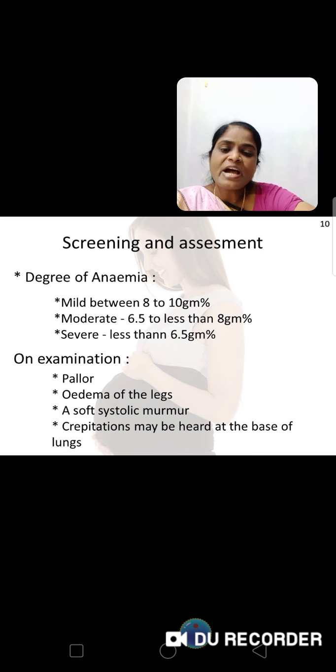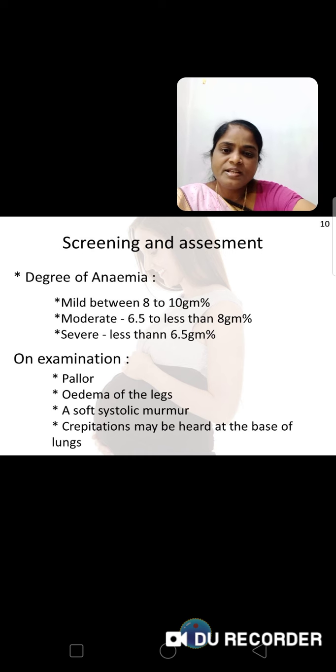Mild anemia means a hemoglobin level of 8 to 10 grams per 100 ml. Moderate anemia is 6.5 to less than 8 grams per 100 ml. And next is severe, less than 6.5 grams per 100 ml, considered as severe anemia in pregnancy.